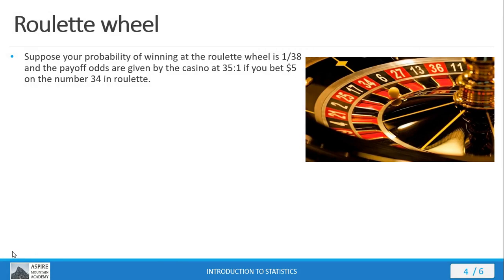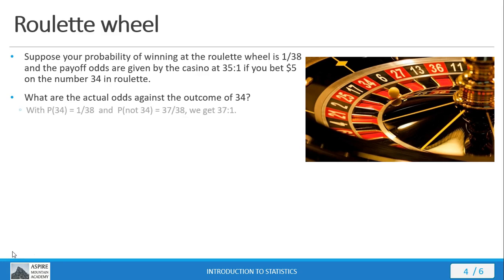Now let's take a look at the roulette wheel. Suppose your probability of winning at the roulette wheel is 1 out of 38, and the payoff odds are given by the casino at 35 to 1 if you bet $5 on the number 34 in roulette. So the question we're asked is, what are the actual odds against the outcome of 34?